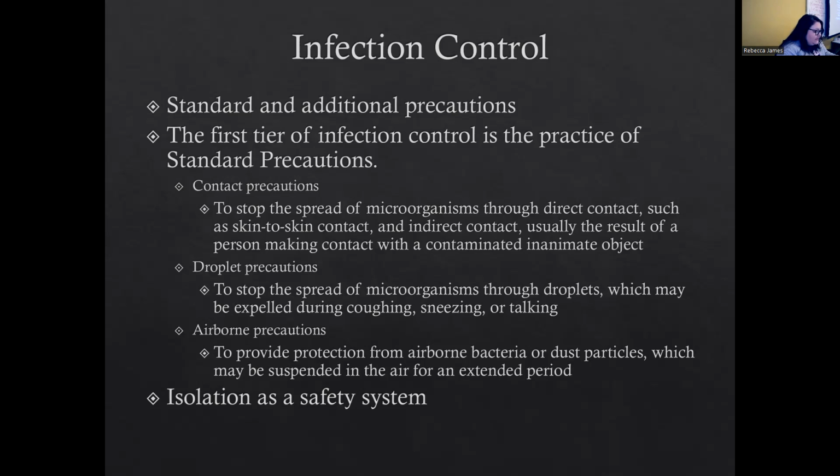Which may be suspended in the air for an extended period. Turn the page. Respiratory protection, such as N95 respirators, and the use of special air handling systems to control airborne bacteria. Airborne precautions must be observed when patients have the measles or tuberculosis. They have to wear a mask also, so kind of like with COVID too. They got to wear a mask, and then you have to wear an N95 mask.